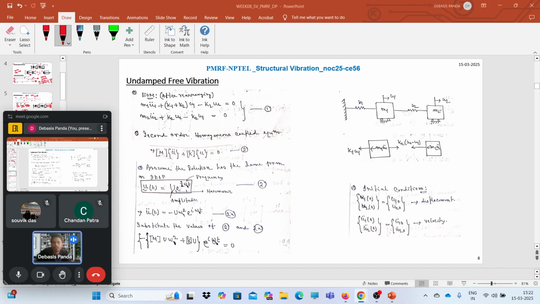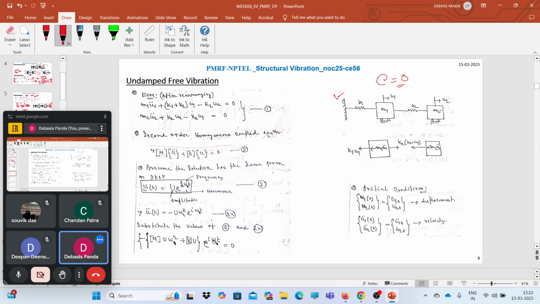Okay. So let's see how we can solve the undamped free vibration case for this multi-degree of freedom system. For this exercise, I have considered a 2 degree of freedom spring mass system. Undamped, that means your damping is 0. That means no damping is present in the system.